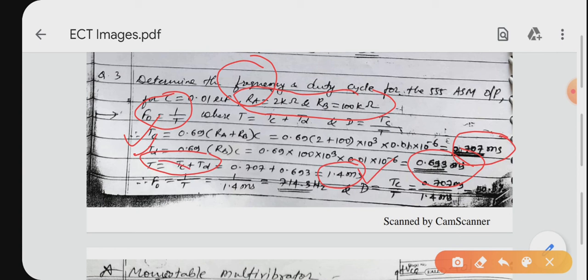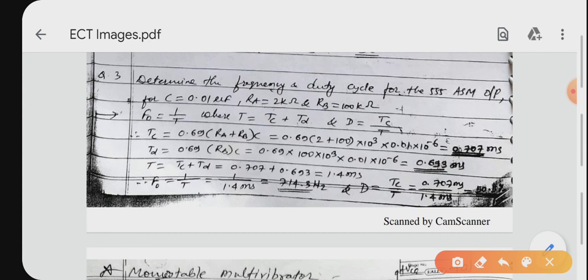Now we will take its reciprocal, Fo is equal to 1 by T. So you will get the output frequency Fo equal to 714.3 hertz, and the duty cycle by using this formula is equal to 50.5%. Not exactly 50%, it is 50.5%. This is just a coincidence, it is near to 50%, but not exactly equal. If it is exactly 50%, then Ra should be equal to Rb. So this kind of problems can be asked based on astable multivibrators.